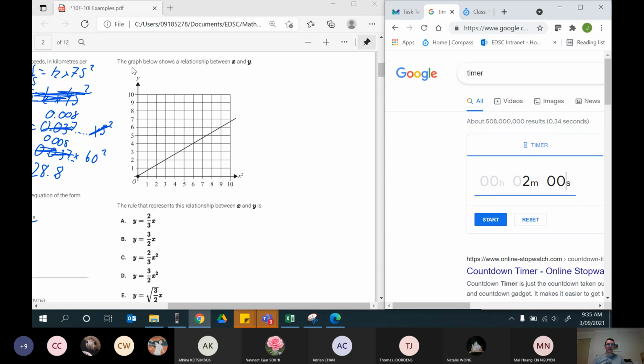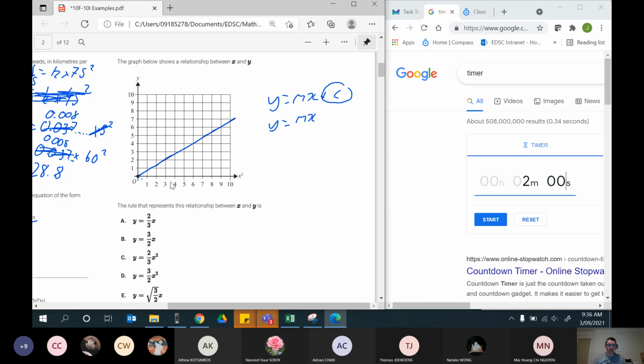This one's a bit different. So again, the graph below shows a relationship. Find the rule that represents X and Y. Okay. This is a straight line, right? So if it's a straight line, all we need to do is use y equals mx plus c. Well, this is the y-intercept. The y-intercept is 0. So I just know it's going to be y equals mx because it's plus 0.